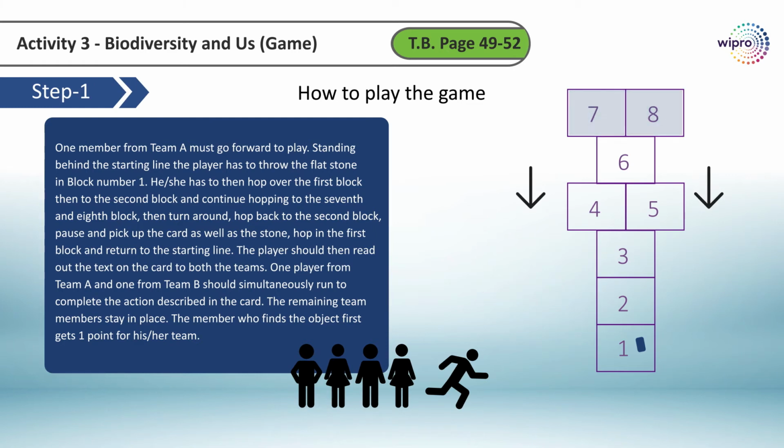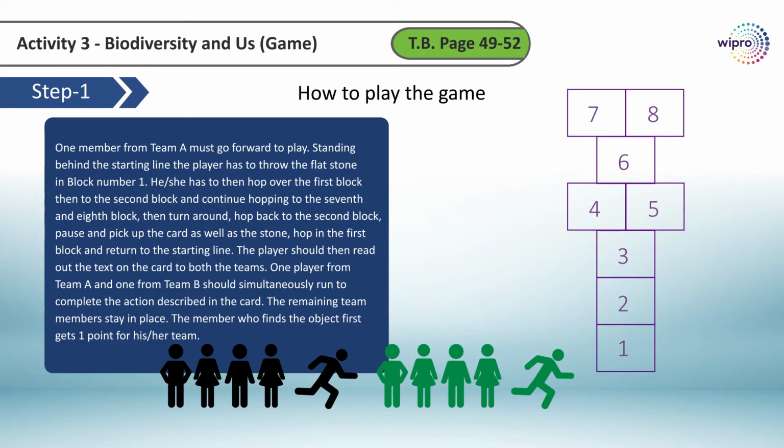Hop back to the second block, pause and pick up the card as well as the stone. Hop in the first block and return to the starting line. The player should then read out the text on the card to both the teams. One player for Team A and one from Team B should simultaneously run to complete the action described in the card. The remaining team members stay in place. The member who finds the object first gets 1 point for his or her team.